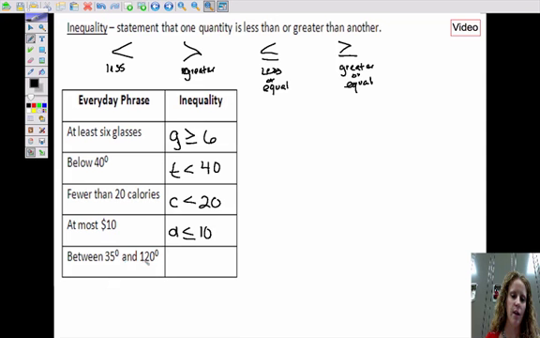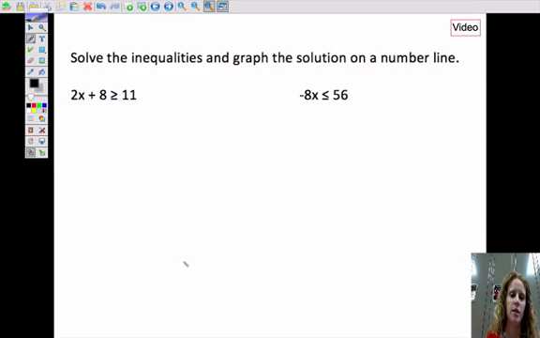Between 35 and 120. This one's nice because it'll give us, so we're going to use D for degrees or temperature, whatever we could have used up here. Let's use that to stay the same. So our temperature is going to go in the middle this time. It has to be less than 120, but more than 35. So you can have 2 characteristics on an inequality as well. All right, let's look at some problems.